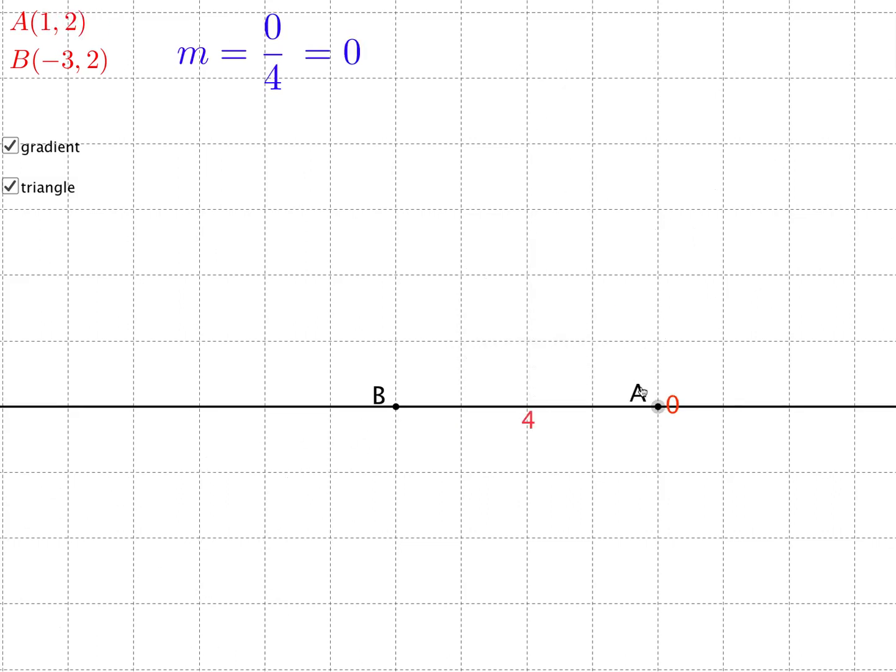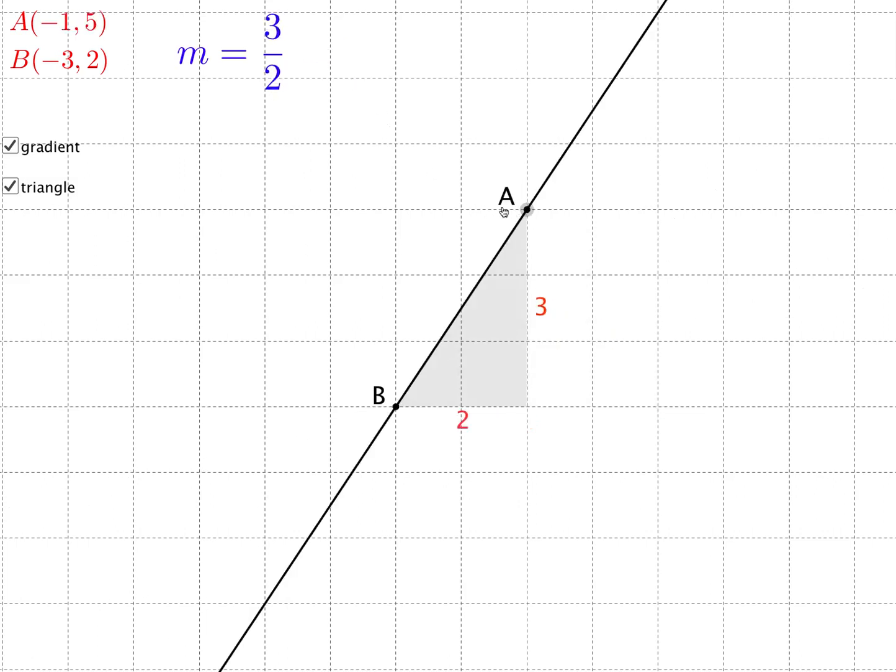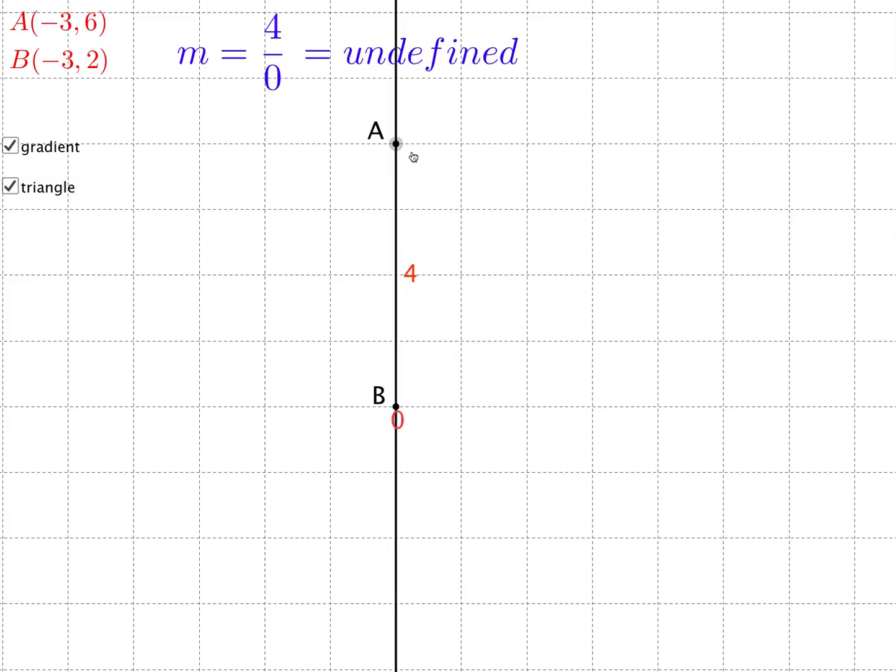For a horizontal line, the vertical component is 0, so here it's 0 divided by 4. That results in a gradient 0, so for a horizontal line it's gradient 0. For a vertical line, the horizontal component is 0, so it's a division by 0. That's not possible. You cannot divide by 0. So that's undefined. There's no number for 4 divided by 0. Sometimes that's said to be infinite gradient.